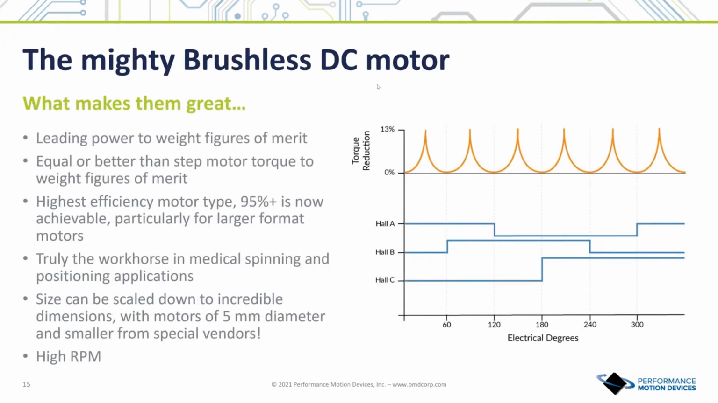Obviously, we cannot not talk about the mighty brushless DC motor. That's the hallmark of high-end performance. You get the higher torque to weight ratio and the better efficiency. And as you can see, the size has been scaled down. Even the brushless DC motors are getting smaller and smaller, and they're starting to get to higher RPMs.